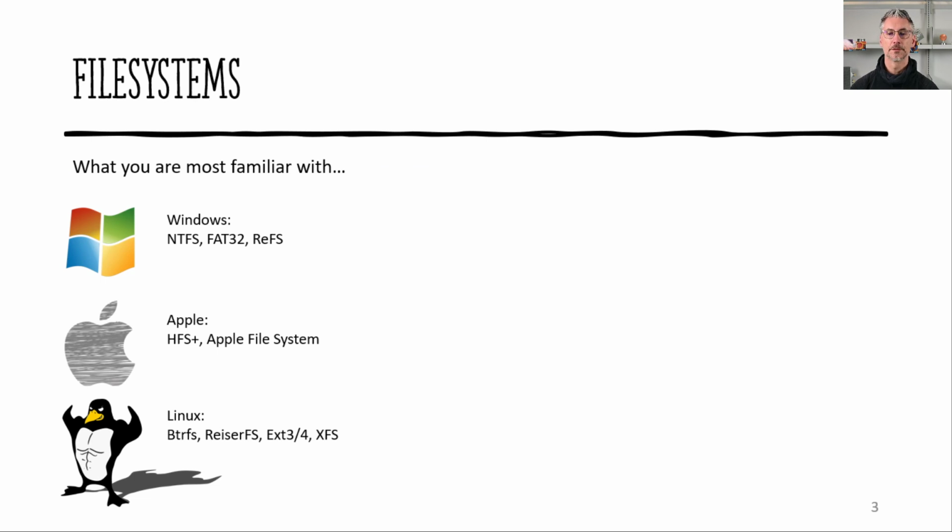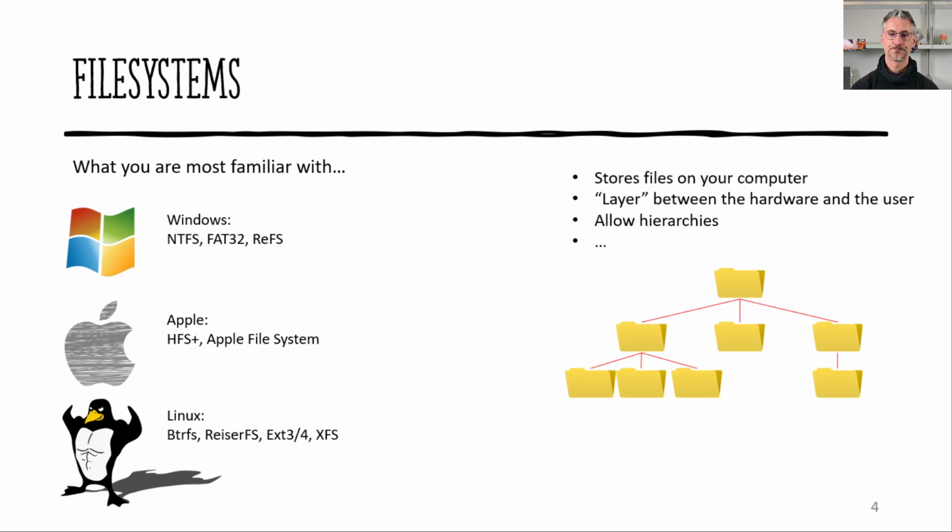So let's start with the one you're probably most familiar with, a file system. We have different file systems on different operating systems, like for example on Windows we have NTFS, FAT, EFS and so on. On Apple we have the Apple file system. On Linux we have a choice of different file systems. Typically we use ext3 or ext4 these days.